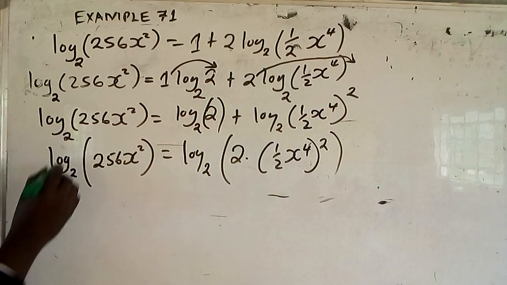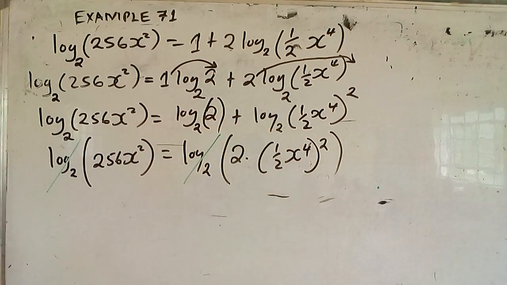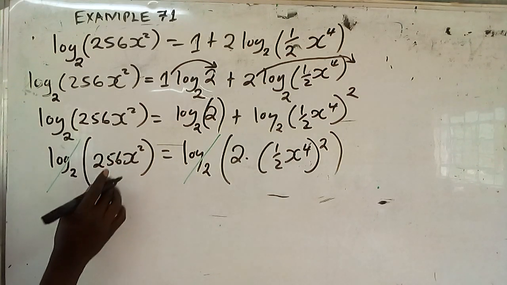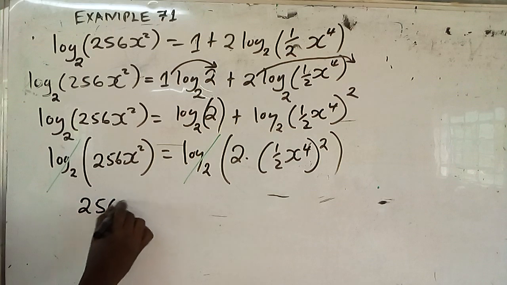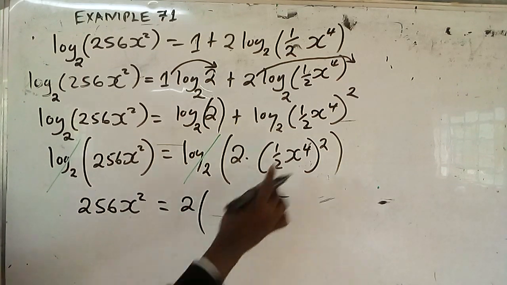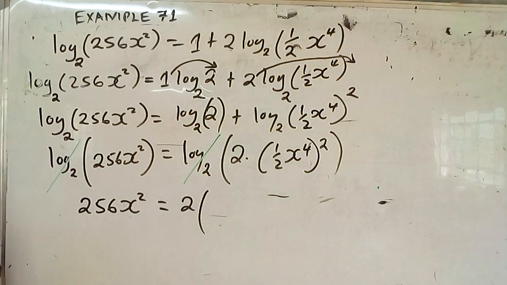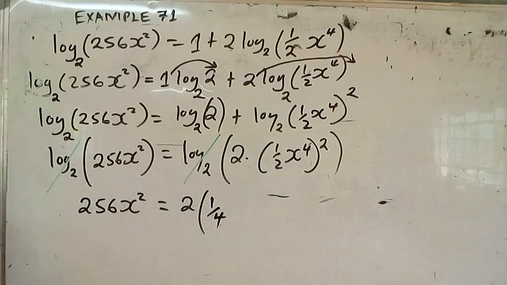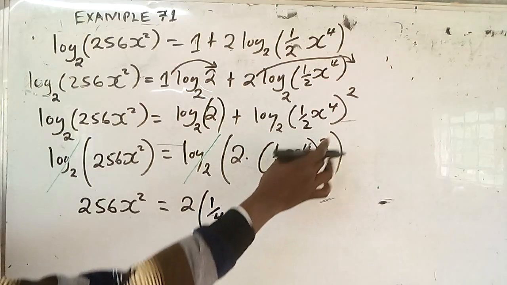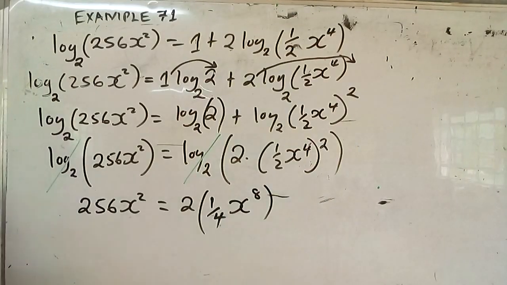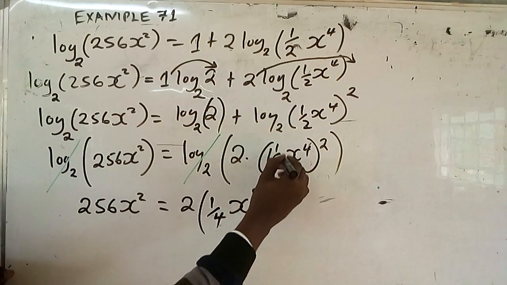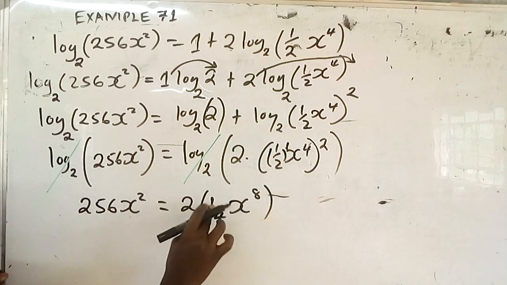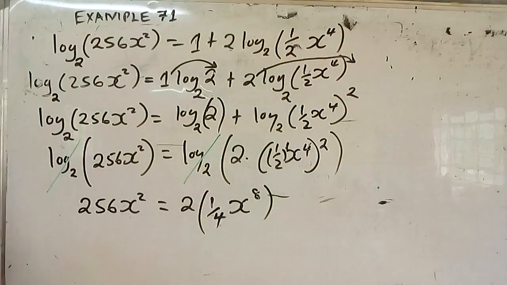If we have a single term on either side, we can now ignore log base 2, isn't it? If you ignore log base 2, what do you have? 256x squared is equal to 2 into this. The power outside is for everything inside the bracket, isn't it? So you start with a half raised to power 2, you get 1 over 4, isn't it? Then x to power 4, this 2 times 4, you get x raised to power 8. The power outside is for everything inside. This is a half raised to power 1, so 2 times 1, you get a half squared, which is 1 over 4. Then 4 times 2, you get x raised to power 8, isn't it?